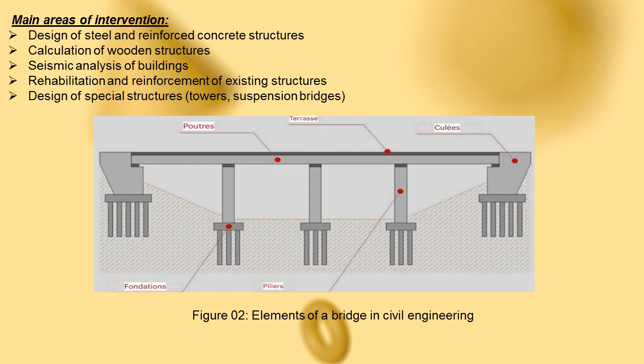Areas of intervention include design of steel and reinforced concrete structures, calculation of wooden structures, seismic analysis of buildings, rehabilitation and reinforcement of existing structures, and finally design of special structures. So this figure presents the elements of a bridge in civil engineering.